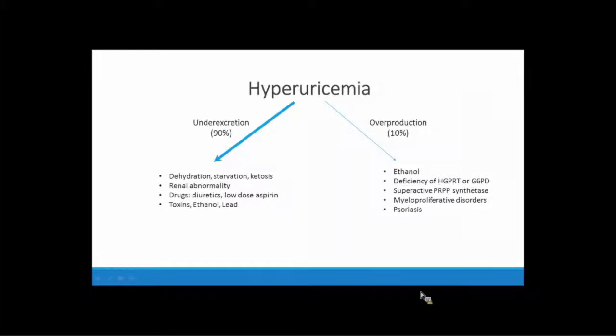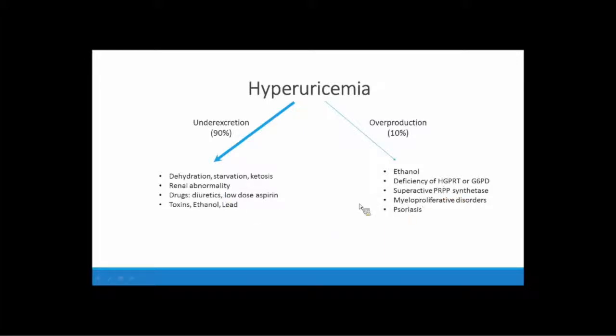Then we have the overproducers, which is a minority, and actually ethanol, you see, alcohol is on both sides. So this is the double whammy. And in fact, the most intractable, difficult gout patients that I have had to treat have been patients who use alcohol. And alcohol blocks your ability to excrete uric acid, and it increases turnover of purines. So that's why it's the double whammy. And those patients can be very difficult to treat.